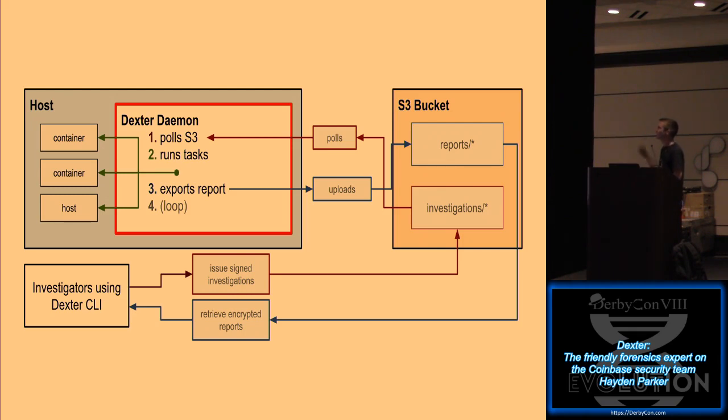Cool. Great. Okay, so this is the general architecture in one slide. We've got a host. It could be any of those operating systems, whatever. It's got a Dexter daemon running on it, so that's a process. That's the Go binary. Right? And it's running a simple loop. It's polling S3 for these investigations. It's running the tasks that are defined in them if it's in scope. And then it's uploading the reports, which are the outputs of these investigations.